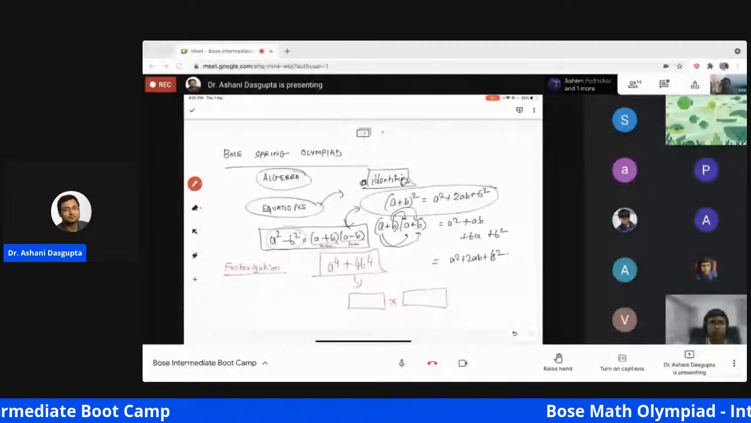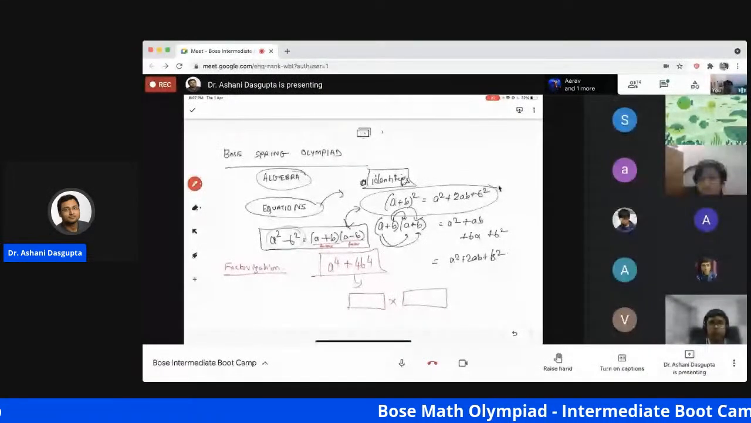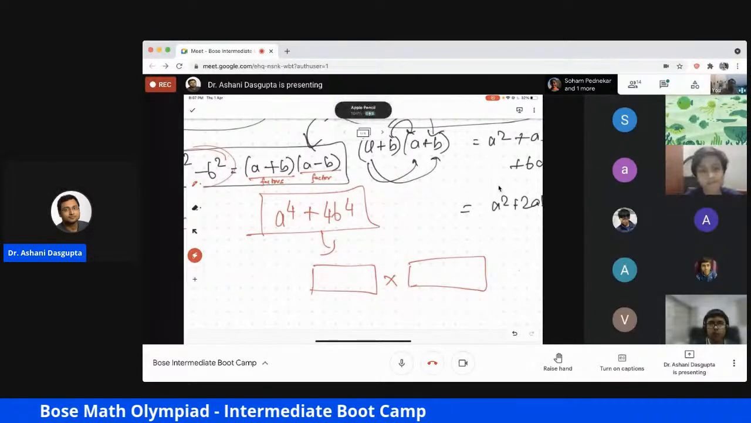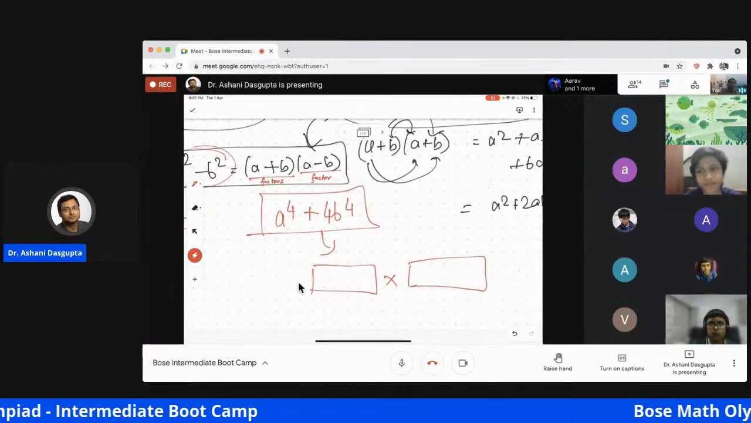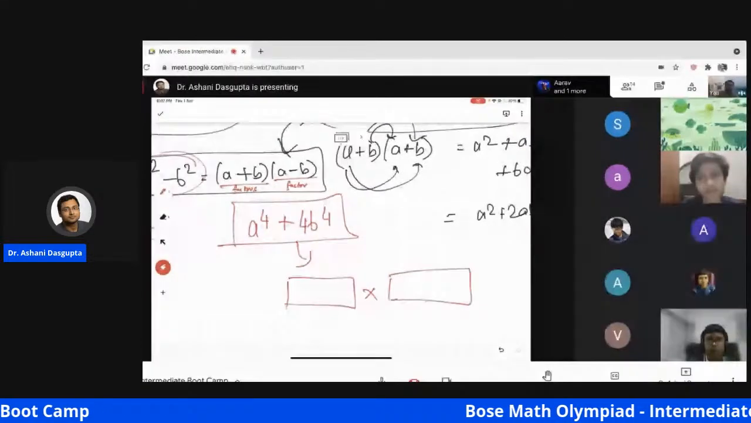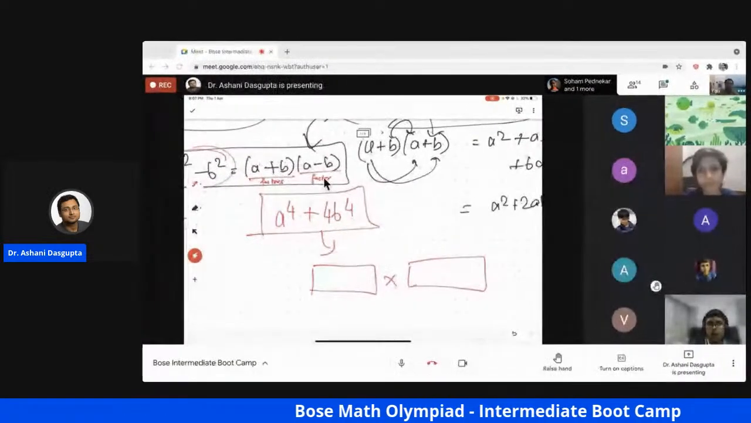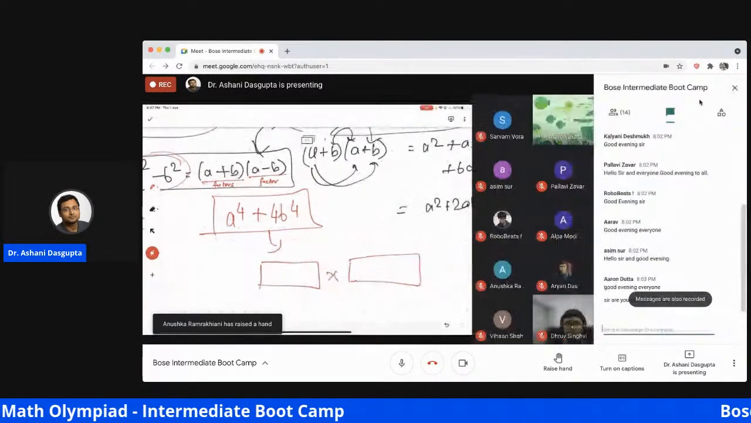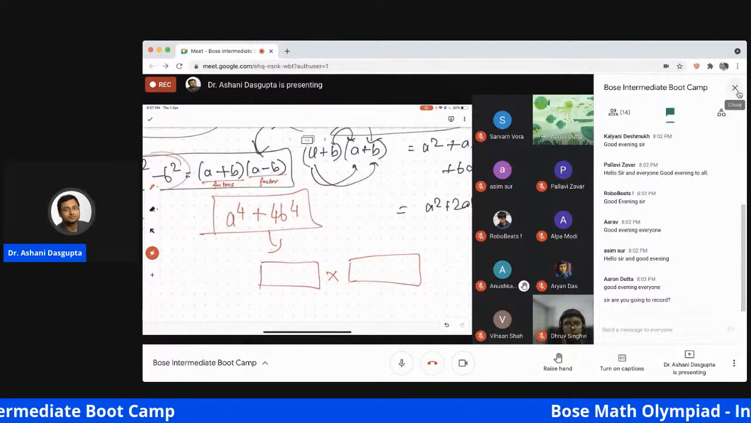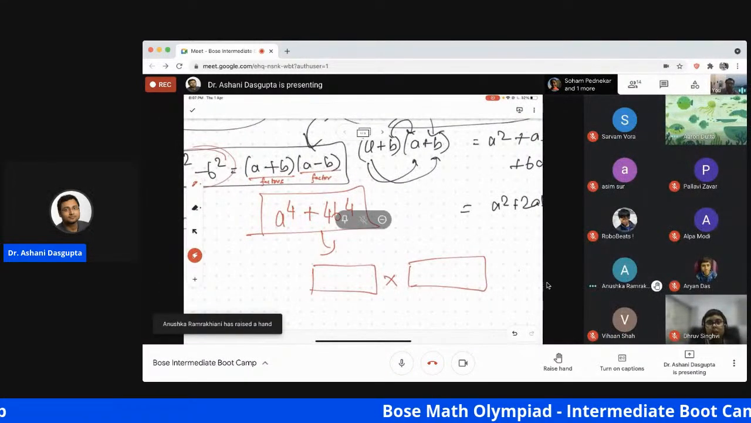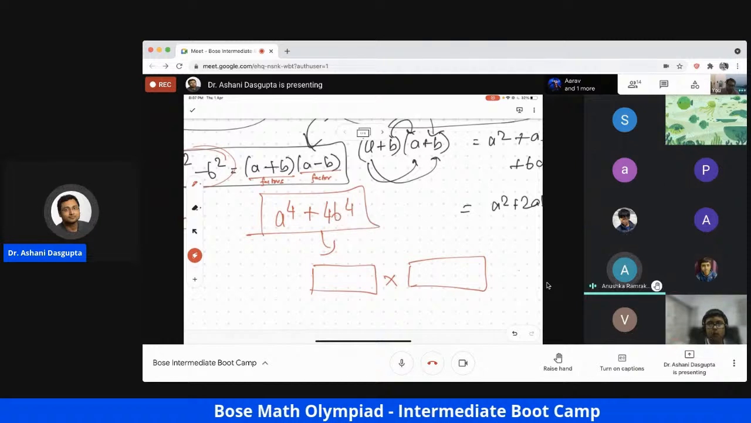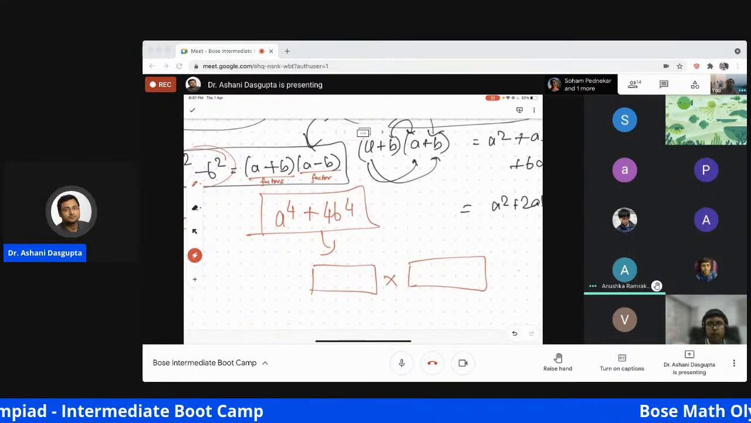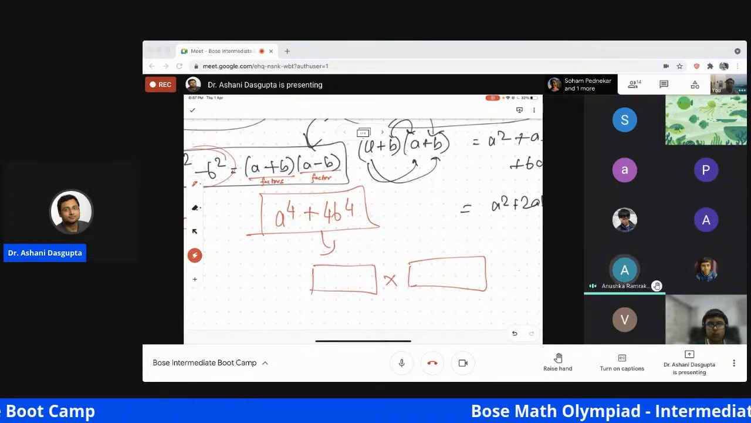Now, can you do the same thing with a to the power 4 plus 4b to the power 4? Is it possible to do the same thing? Can all of you give this a try? And if you know the answer, don't jump and say it. If you have a question only, then raise your hand. Okay. Anushka, I'm assuming you have a question. Yes, sir, we have to find the square root or any two factors. No, you cannot use square root or anything. You have to just do plain simple factorization. Okay.